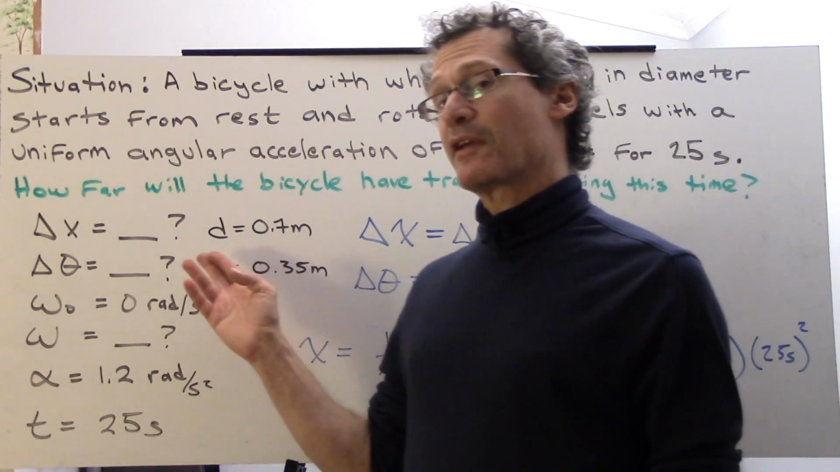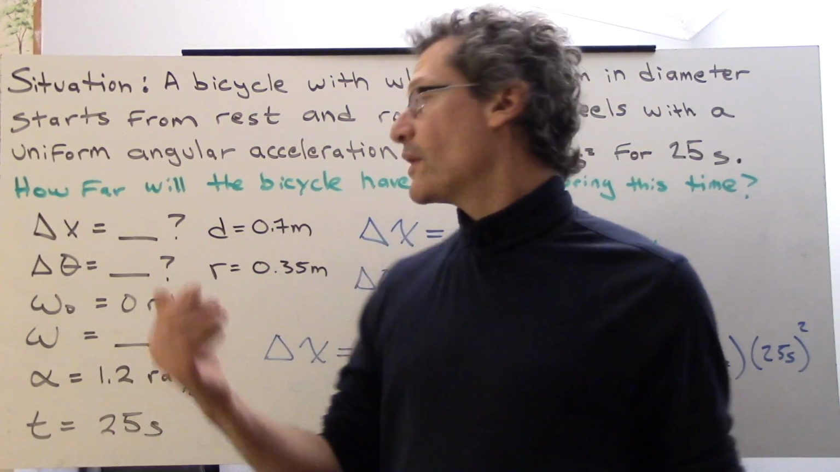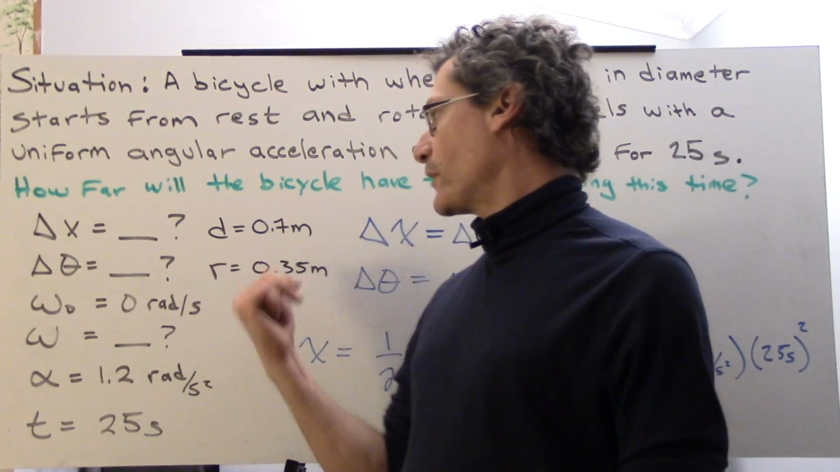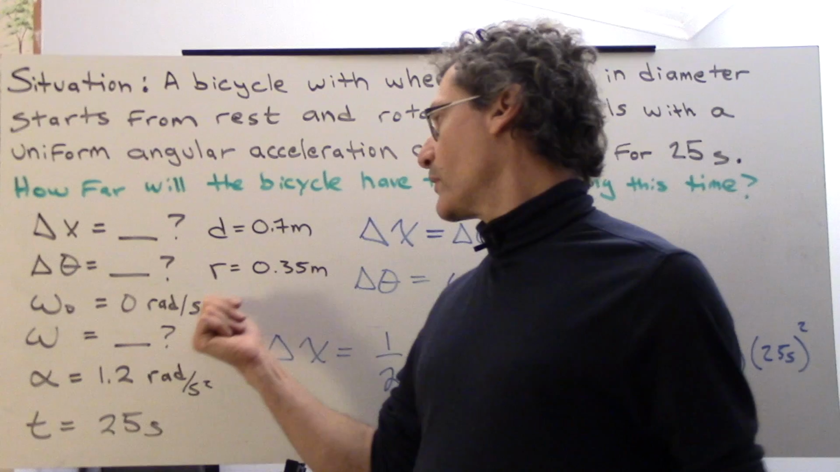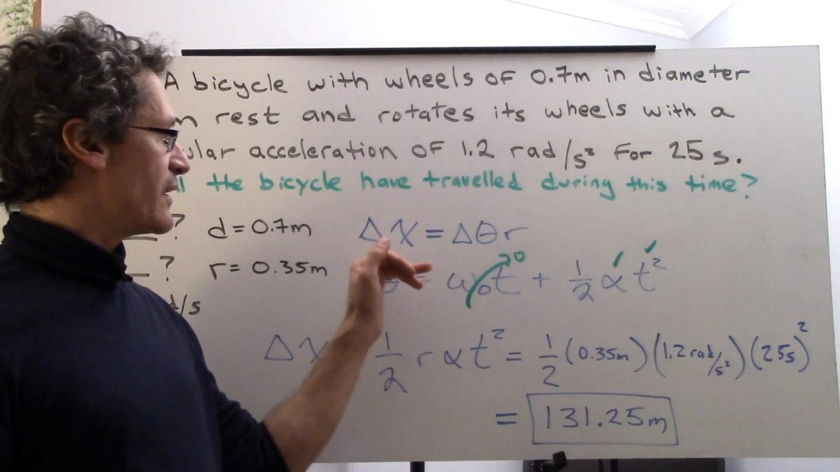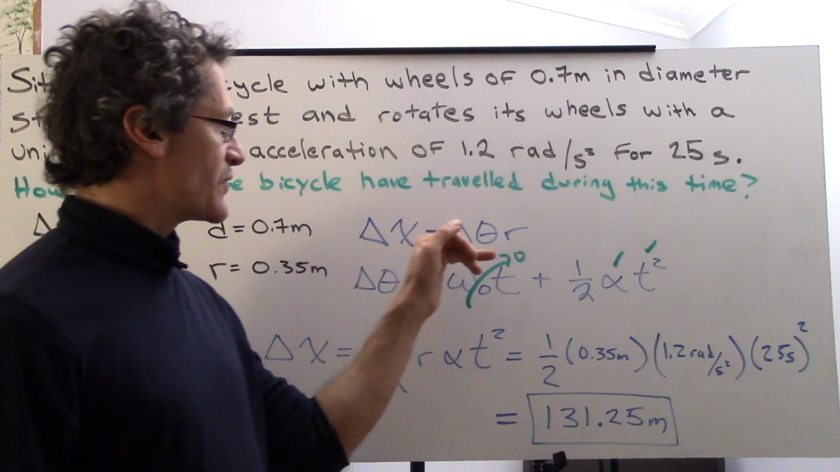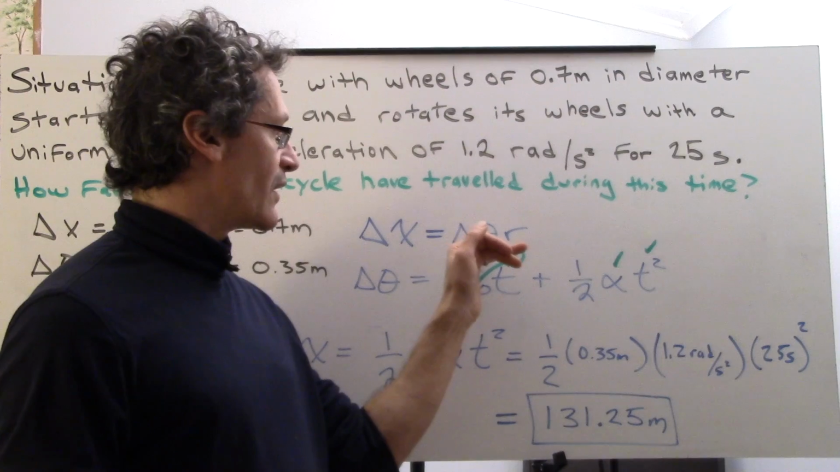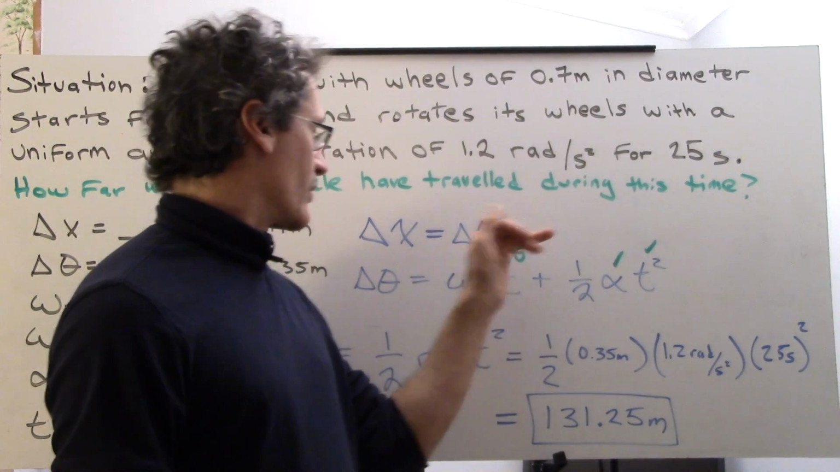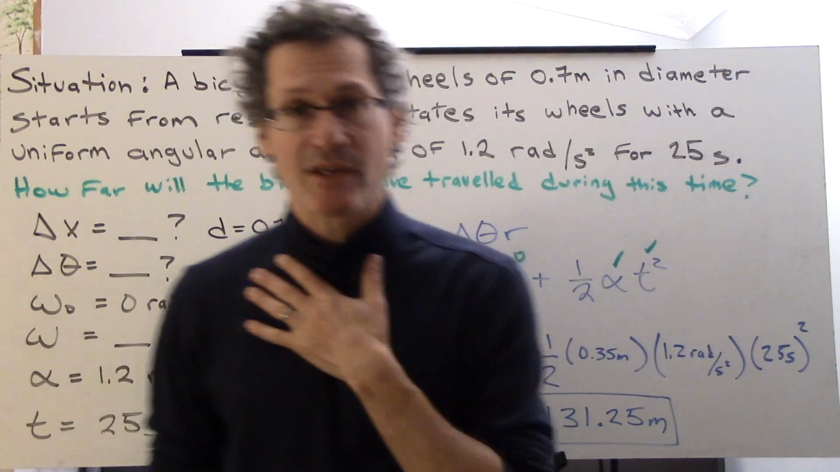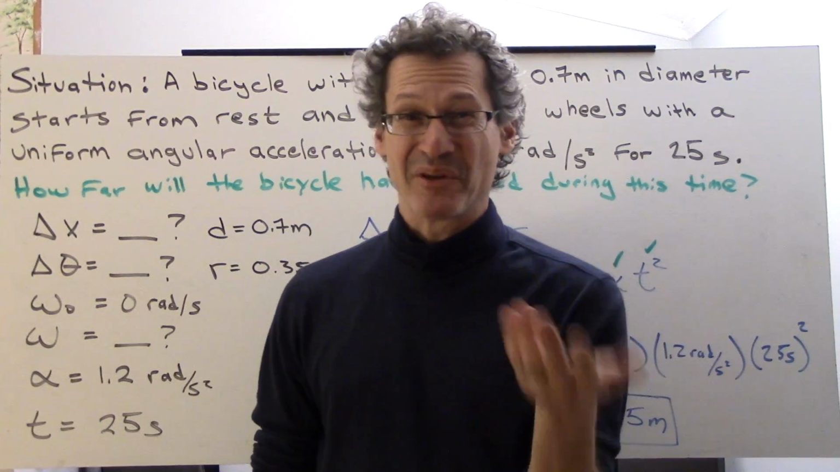We also know something: they told us the diameter was 0.7 meters, diameter of the wheel, but we want radius. Easy, divide by 2. So I just did that immediately. Radius is 0.35 meters. So I started with delta x equals delta theta times r. That's the translation we need to make. We need to know delta theta in order to get this. We know the radius already, so let's find delta theta. So I need an equation for delta theta. I like the second one. Second one's going to be good.